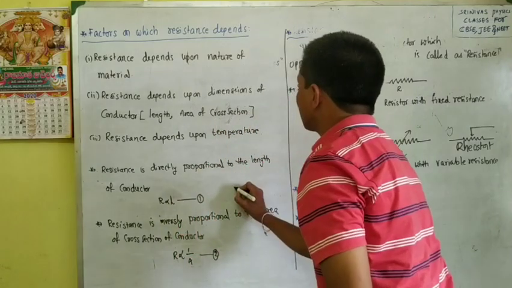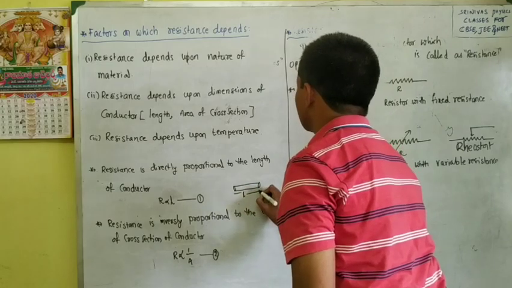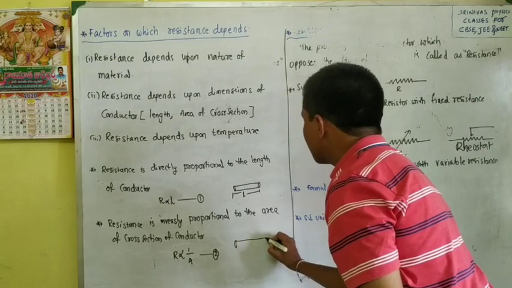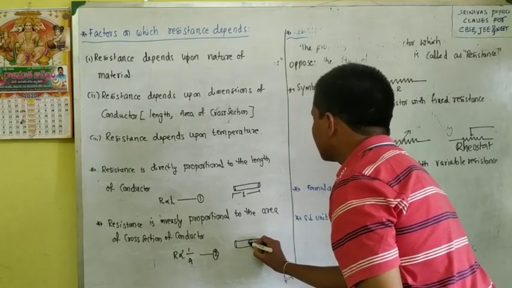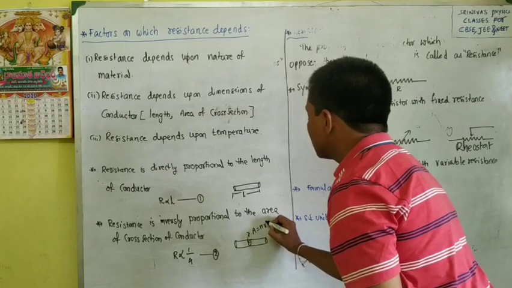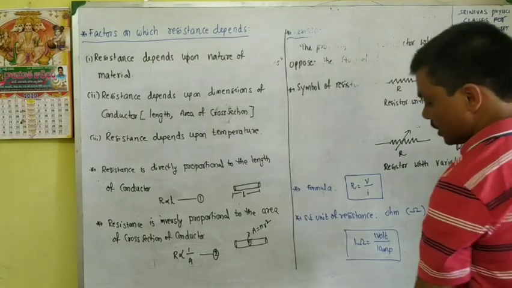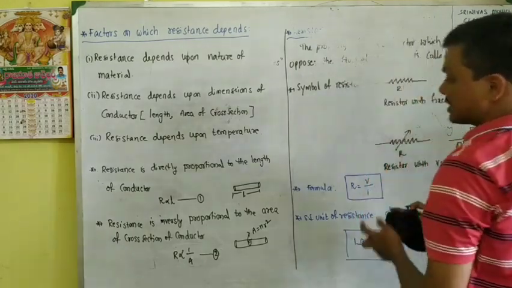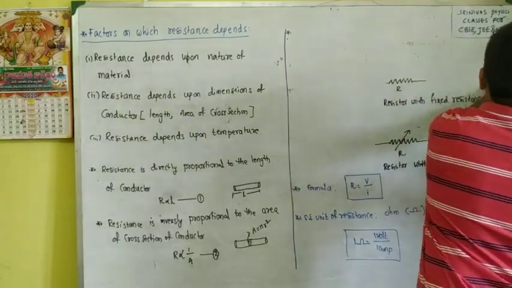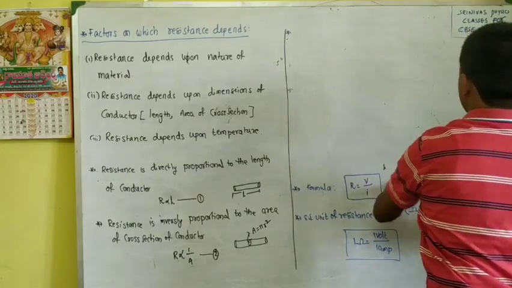What are the factors? First factor is length. If the length is more, then the resistance is more. Second factor is area, the cross sectional area. The cross sectional shape is a circle for the wire, and that circle area is pi r square. Let us see what we get when we combine the two equations.